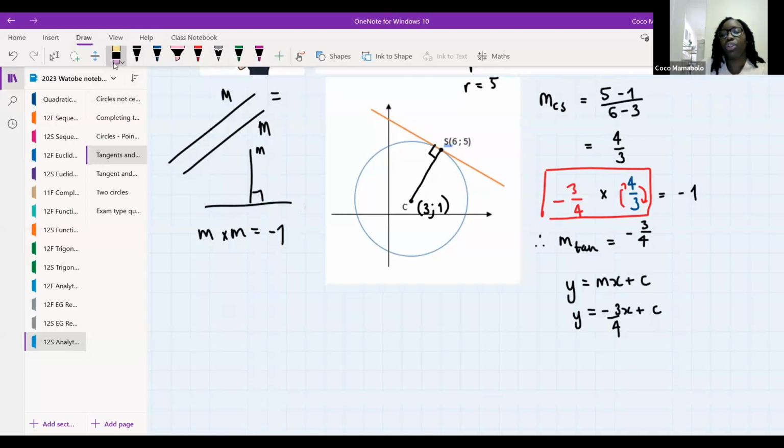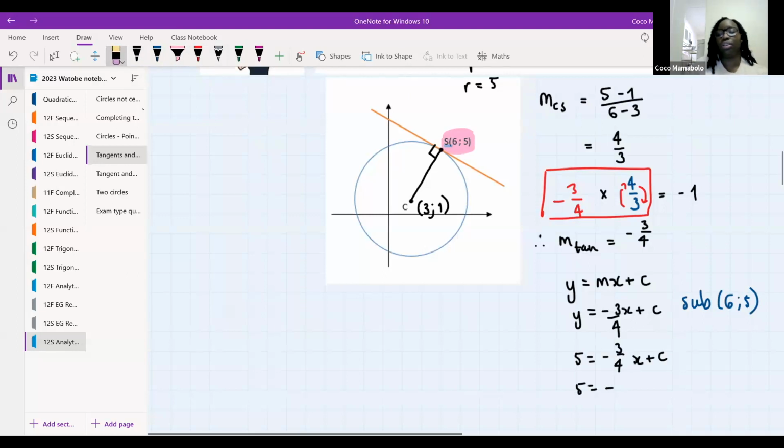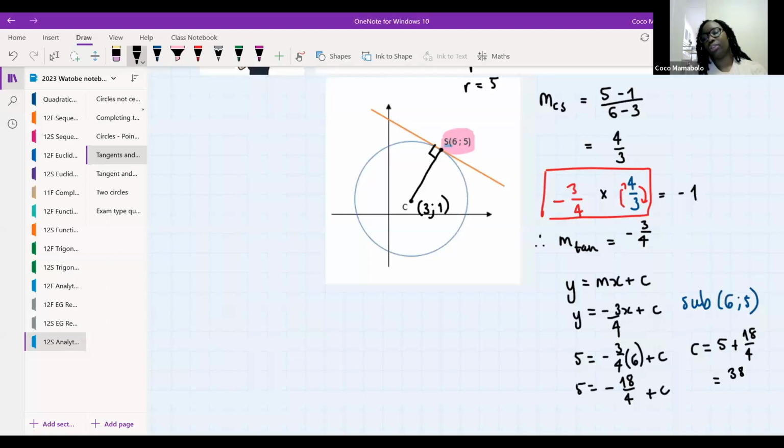All right, cool. So now we cannot sub in the point (3;-1) because it does not lie on my tangent. The only point we can sub in here is (6;5). So we're going to sub in the point (6;5) and find the value for C. 5 is equal to negative 3 over 4 x plus C. I need to replace x with 6, so this is negative 18 over 4 plus C. C is equal to 5 plus 18 over 4, which is 38 over 4. Therefore, C is the same as 19 over 2.